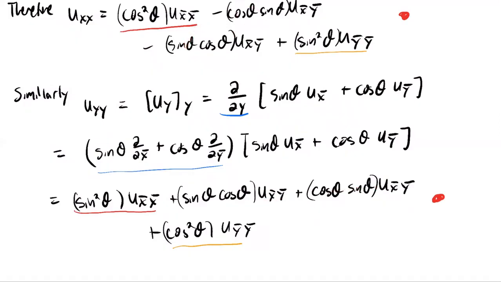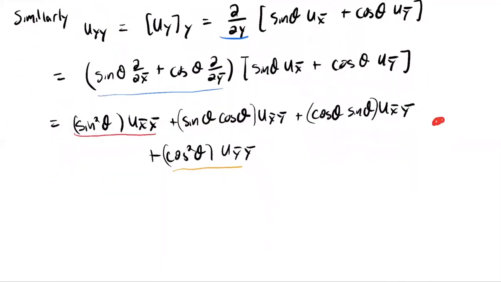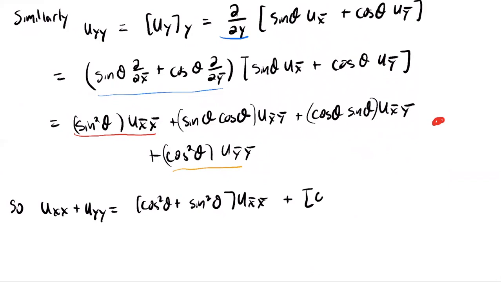So when I add the remaining terms together, I have here minus 2 cosine theta sine theta times u_x bar y bar, and here I have positive 2 times sine theta cosine theta u_x bar y bar. When I add those together, they're going to cancel. And so if we do this algebra, adding these two quantities together, we end up with cosine squared theta plus sine squared theta times u_x bar x bar, plus the same thing in front of u_y bar y bar, and then plus 0, because the other terms cancel.